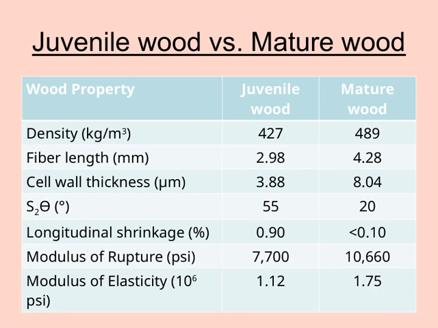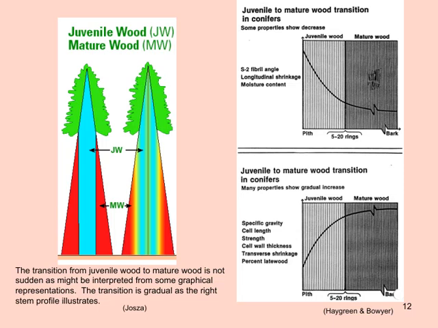Overall, these differences highlight that mature wood is generally stronger, stiffer, and more stable, which is why it's often preferred for structural applications. Understanding these properties helps us make better decisions about wood selection based on the specific needs of our projects. Let's talk about the transition from juvenile wood to mature wood.